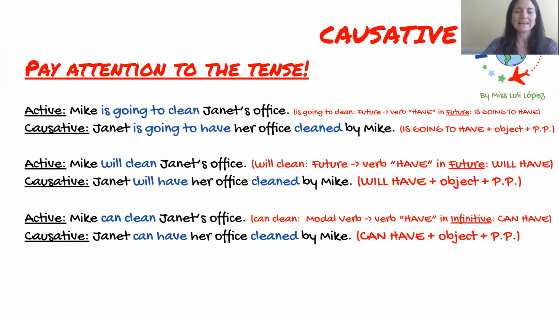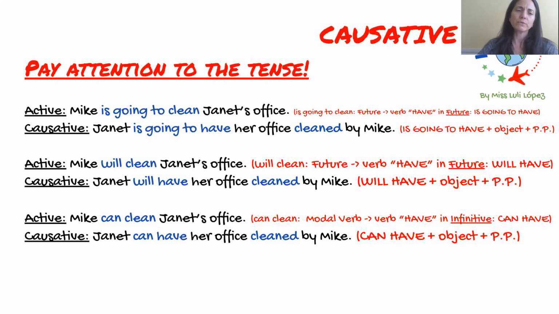What happens with the active in the following example? Mike will clean Jeanette's office. Will clean is again in the future, so the verb have in the future, will have. So the causative is going to be Jeanette will have her office cleaned by Mike. So will have plus object plus past participle.